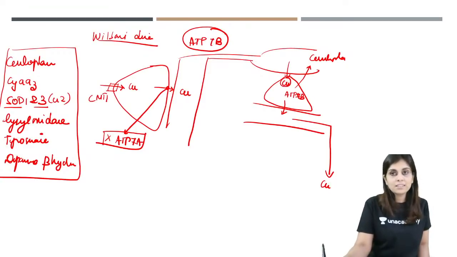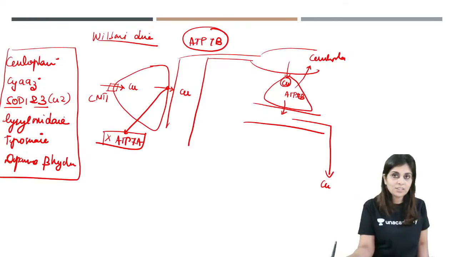dependent enzymes is concerned. First, you should begin with ceruloplasmin, then cytochrome AA3, which is complex 4 of the electron transport chain, superoxide dismutase 1 and 3, both of which are copper and zinc dependent, lysyl oxidase involved in collagen cross linkages, tyrosinase and dopamine beta hydroxylase. Okay. So you need copper for these reasons.